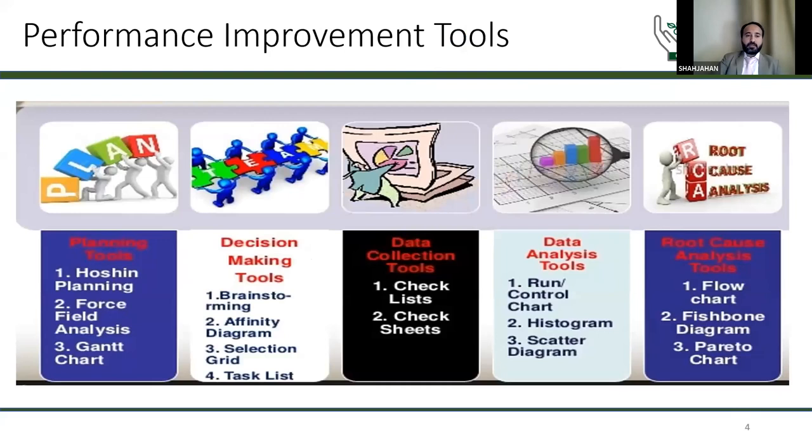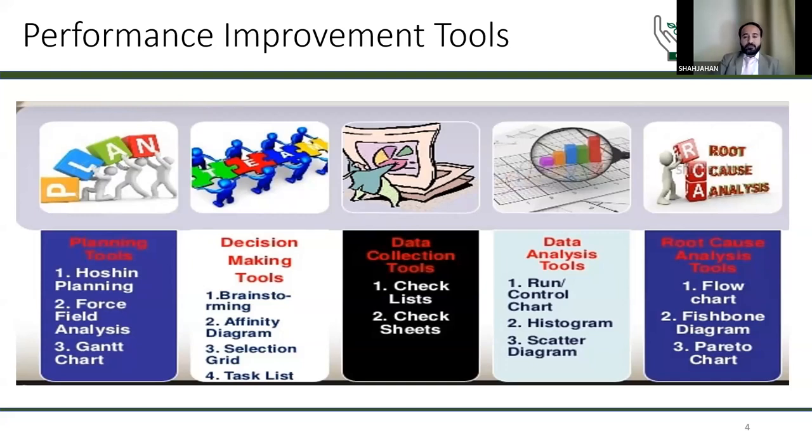For performance improvement, we are using different tools. In this picture, you can see that there are many tools which we are using during performance management and performance improvement. We will discuss all these one by one in the next slides. I will give you a brief review of the tools. We are starting with planning. During planning, we are using Hoshin planning, force field analysis, and Gantt chart. These are three tools for planning. Then for decision making, we are using brainstorming, affinity diagram, selection gate, and task list.